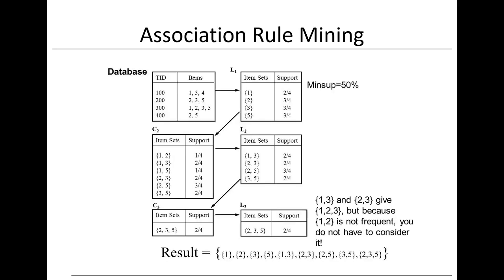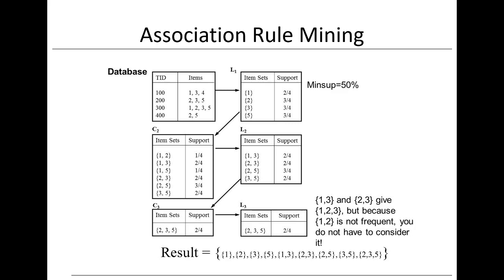The a priori algorithm is illustrated here. We start from a database with 4 transactions, with transaction identifiers 100, 200, 300, and 400. Suppose we set the minimum support to 50%. We then find 4 frequent item sets with 1 item as listed in table L1. These are the item sets with items 1, 2, 3, and 5.